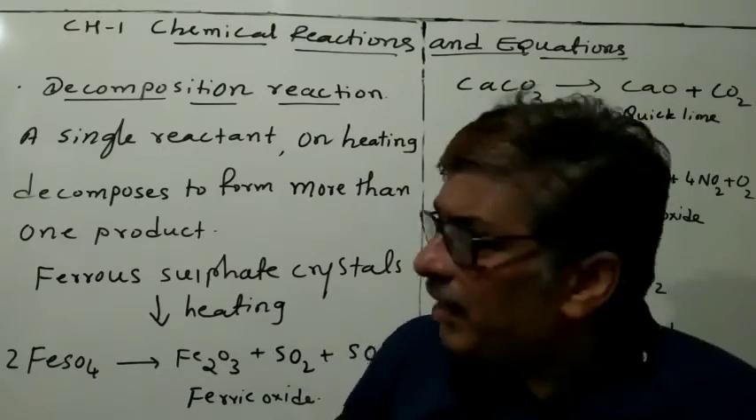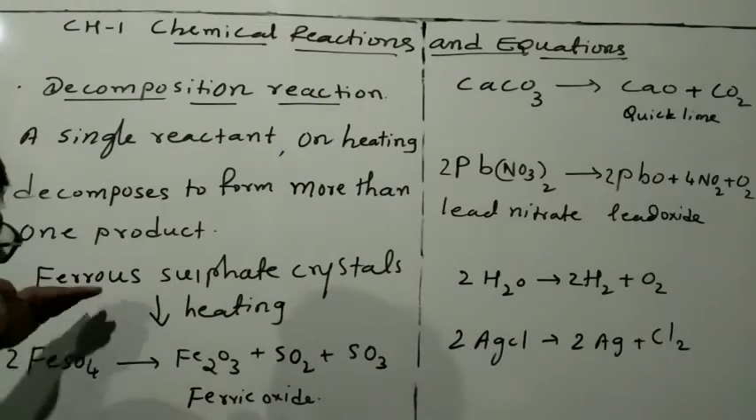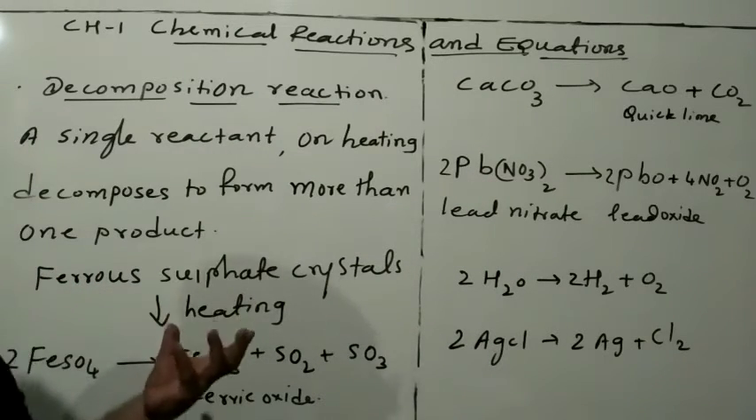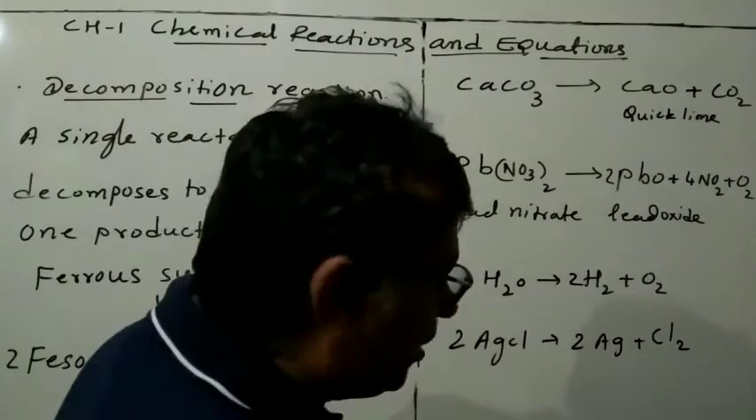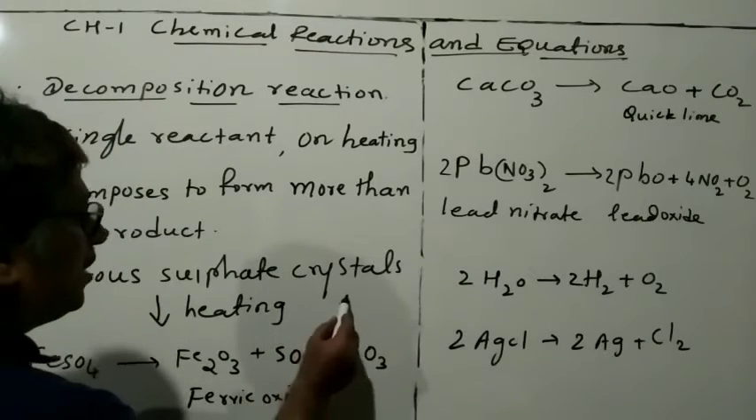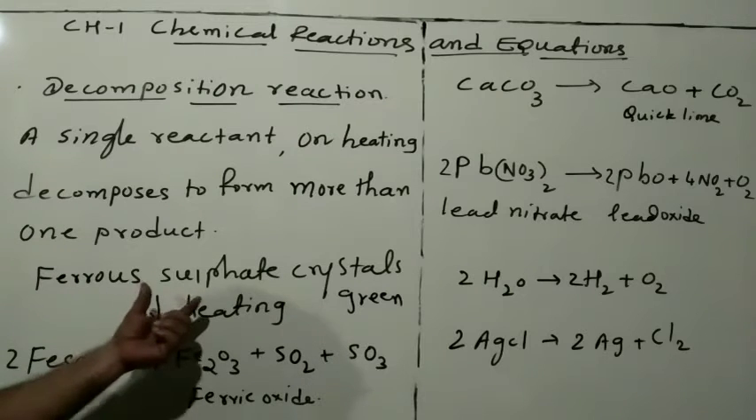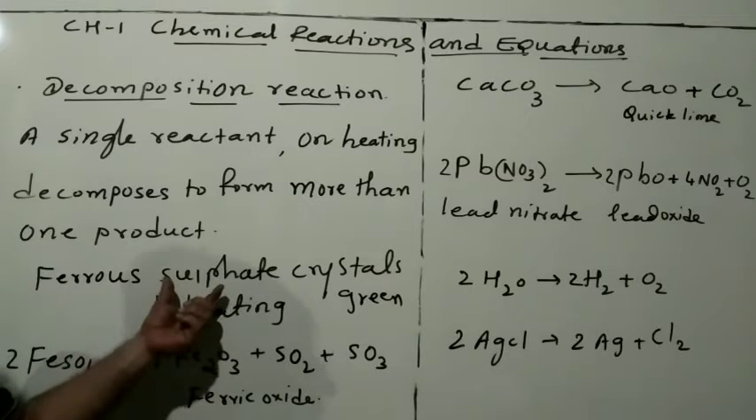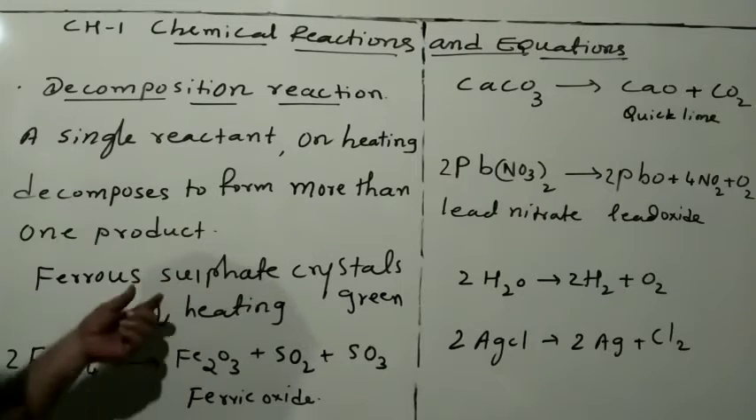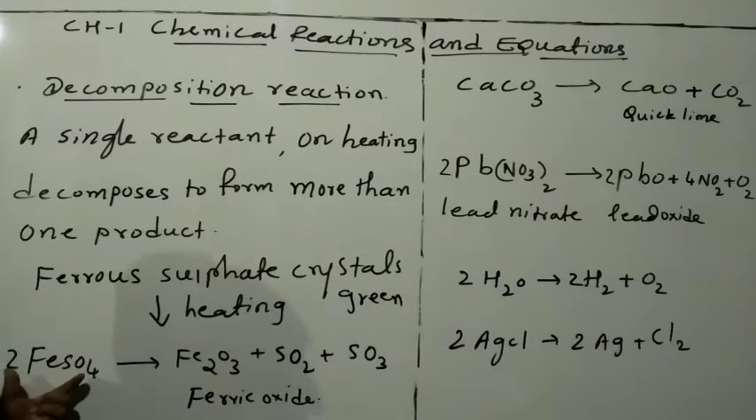Dear students, this is explained by the activities. Here, you see that you have to take ferrous sulfate crystals in a dry boiling tube. This ferrous sulfate crystal is green in color. On heating, because it contains water, it is in the hydrated form. When you heat it, it becomes dehydrated, so the color changes. It becomes a white color.